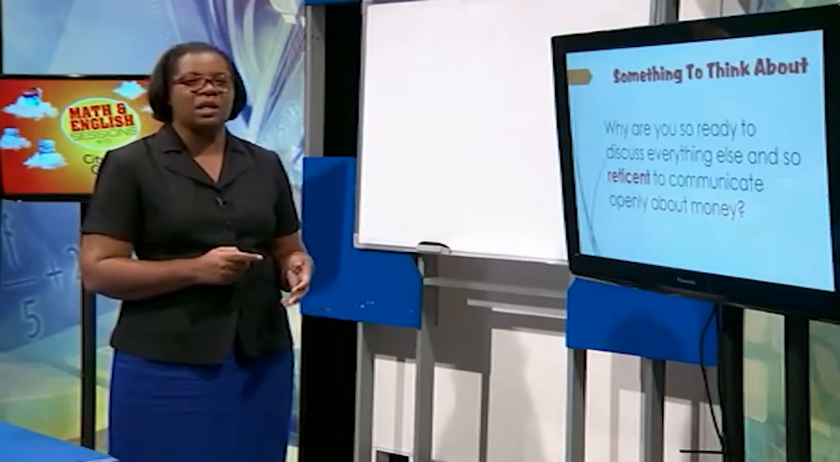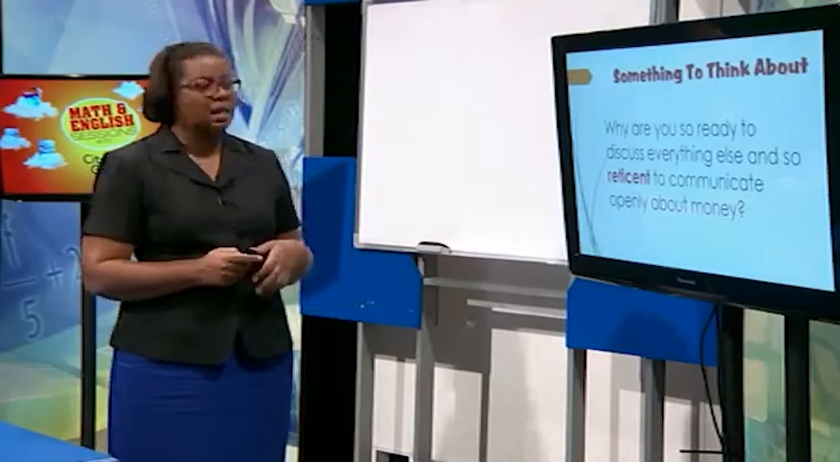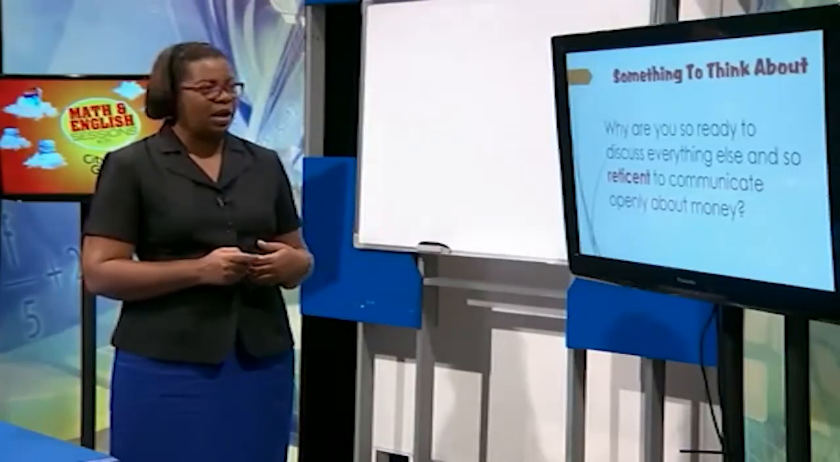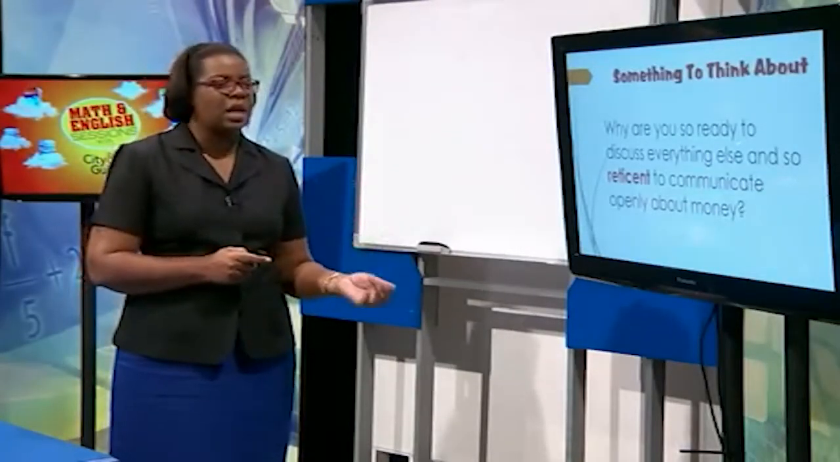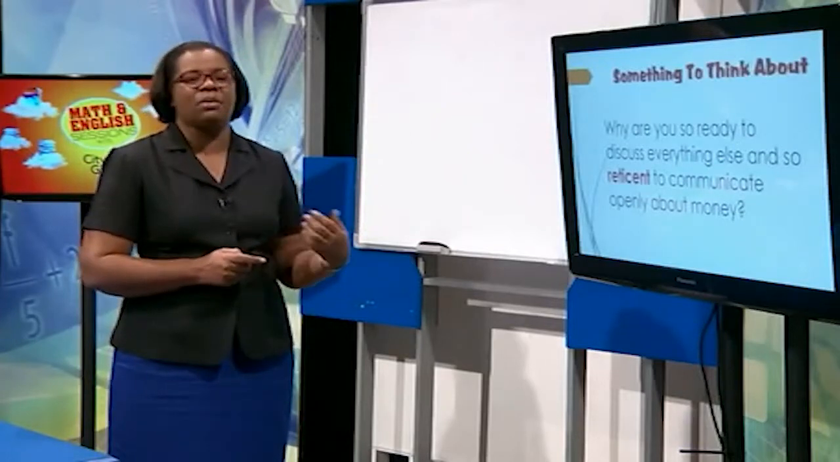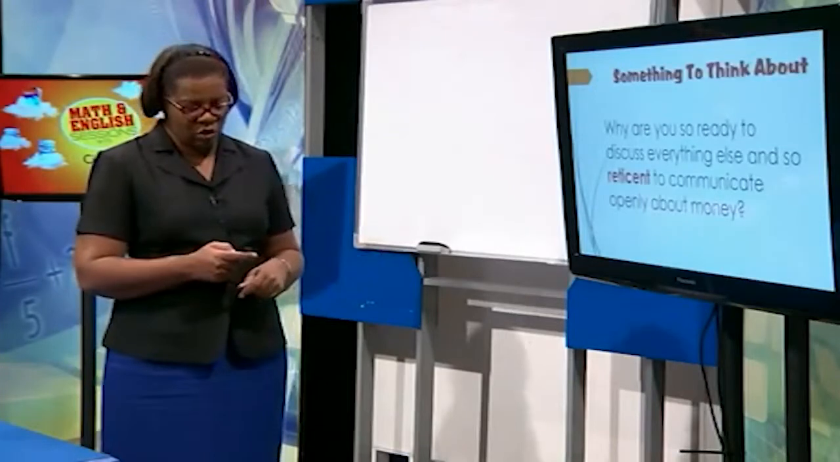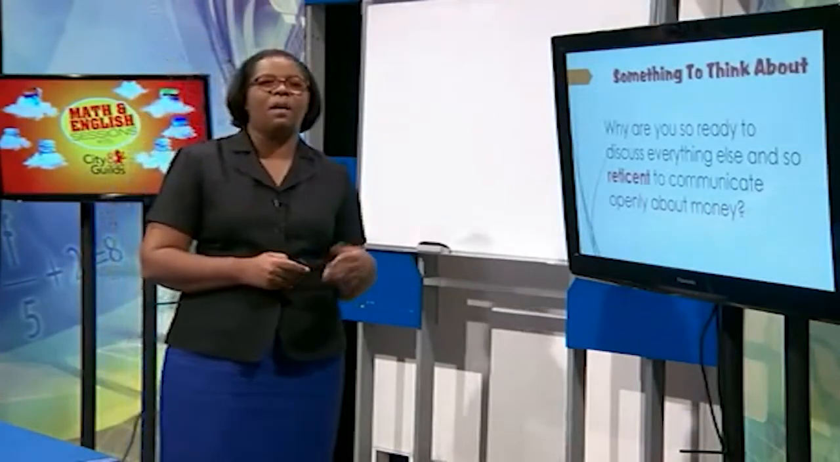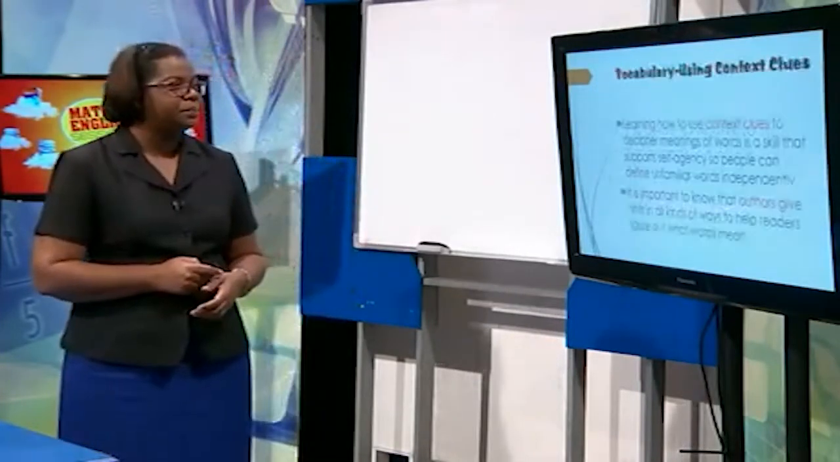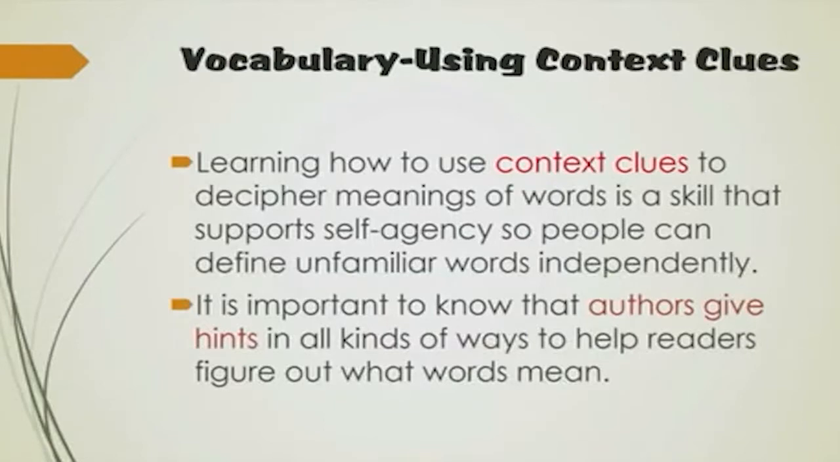So I am using the context clues, right? And in this case, we have opposites here. So we have "so ready to discuss," and the opposite would be reticent, meaning I am shy, I am reluctant, I don't want to talk about this thing, all right? So we're using context clues here to decipher meaning, and that's very, very important. All right, so we're going to focus mainly today on context clues.